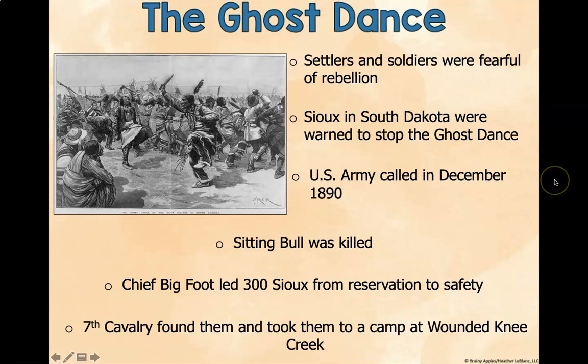Settlers and soldiers were fearful of rebellion. The Sioux in South Dakota were warned to stop the Ghost Dance. The U.S. Army was called in December of 1890, and Chief Sitting Bull was actually killed. I want to say there is a movie about this, by the way. Chief Bigfoot led 300 Sioux from reservations to safety, and the 7th Cavalry of the U.S. Army found them and took them to a camp at Wounded Knee Creek.